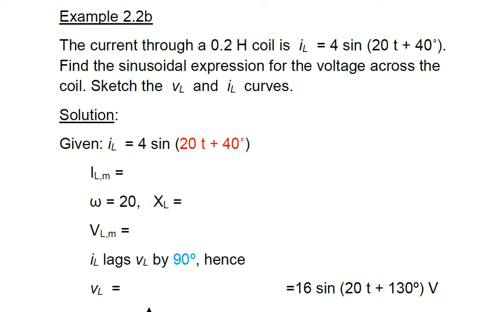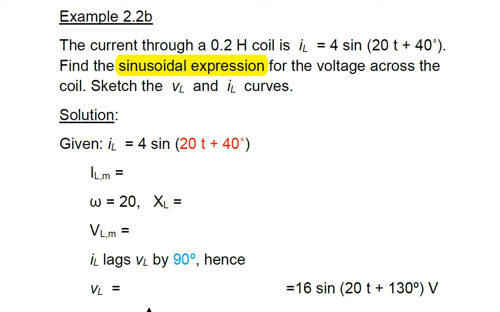In this video, we want to look at example 2.2b, which is found in your lecture notes. The question reads: the current through a 0.2 Henry coil is given as IL equals 4 sine (20t plus 40 degrees). So we want to find the sinusoidal expression for the voltage across the coil, and we also want to sketch the voltage VL and the current IL curves.